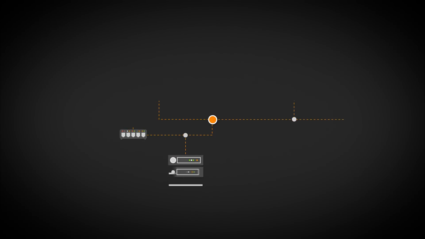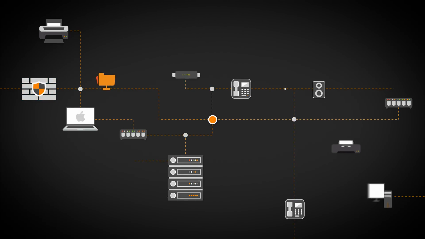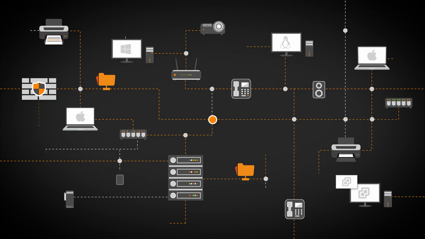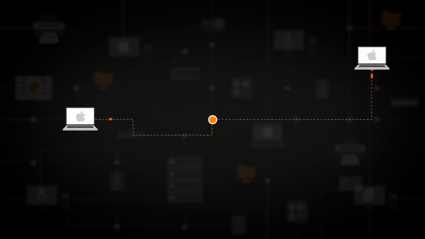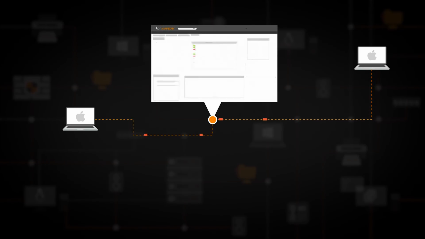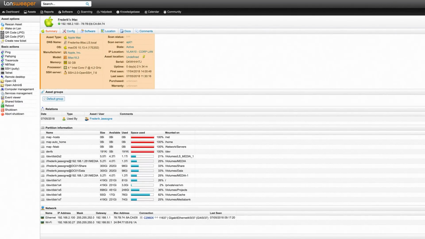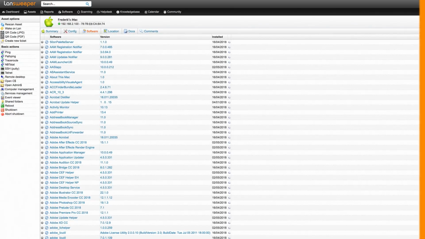Lansweeper's unique scanning algorithm automatically discovers IT networks of all sizes using a wide range of network protocols. In this video, we will focus on the discovery of Mac computers. Scanned OS X data includes operating system, model, memory, processor, disk partition information, network interfaces, installed software, and more.